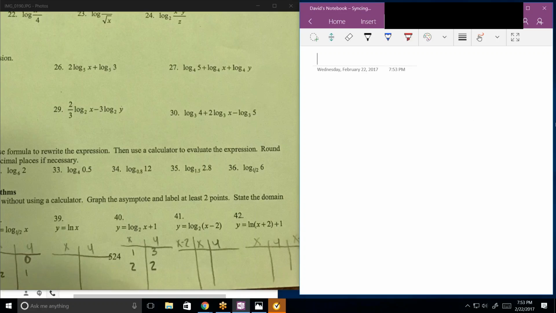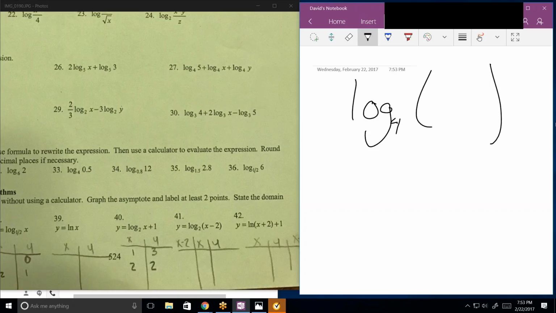So 27 is what? Single log expression. So it'd be log of 4, parentheses, x to the 4th, or xy to the 4th times 5. You say log of 4. That's not the correct terminology.